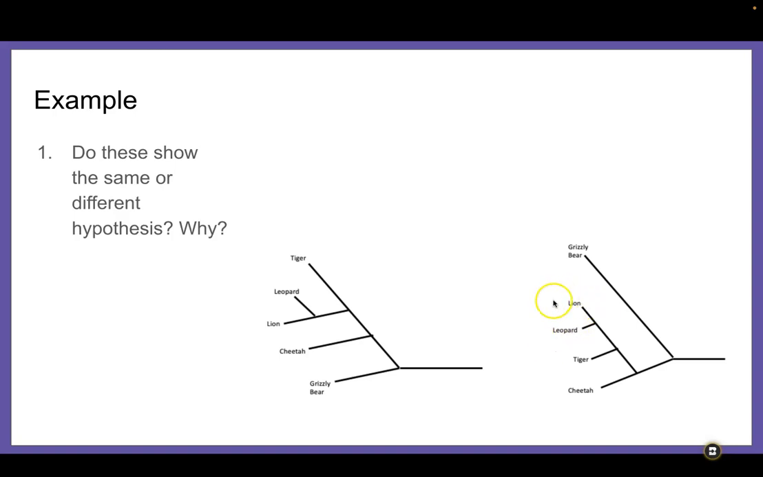We see that the lion and the leopard are the closest related. The next common ancestor would be to the tiger, and then we have our cheetah here and our cheetah here. So they actually, yes, are showing the same relationship.